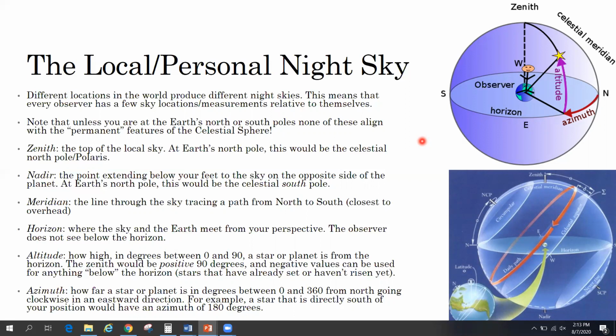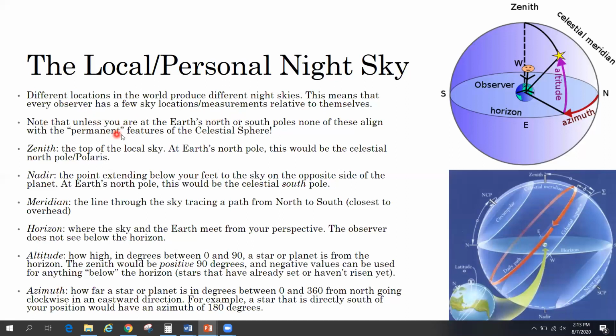What our local or personal night sky is. This makes for very useful stargazing. So different locations in the world produce different night skies. For example, just a really simple basic difference, to a typical person living somewhere in the Northern Hemisphere, your sky is going to look pretty different to someone living in the Southern Hemisphere. So anyway, this means that every observer has a few sky locations and measurements relative to themselves.